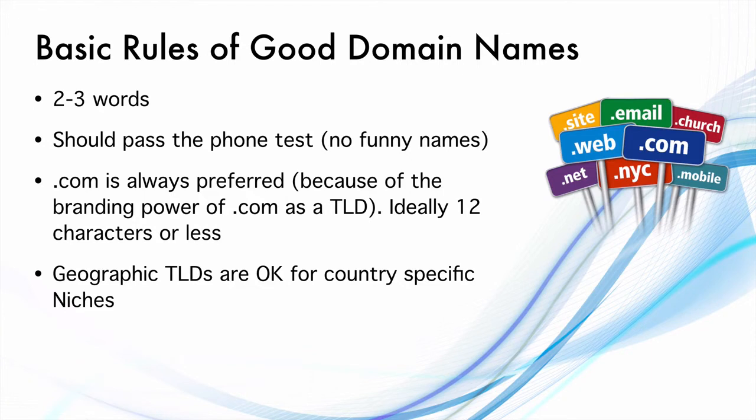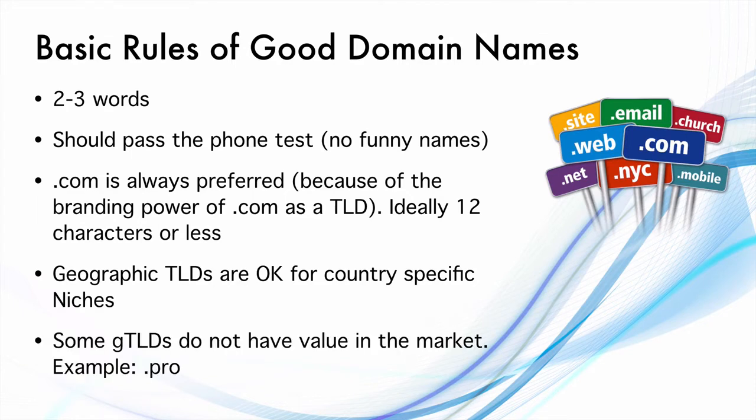Most of the very big websites in India usually have a .com version also, even if they have built the website on .in. You have to be a bit careful when you are having geographical TLDs. So TLDs basically means top level domain name, which is basically the extension that comes after the dot. So .net is a TLD, .com is a TLD, .site is a TLD, and things like that. So some GTLDs do not have value in the market. For example, there is a domain extension called .pro, but there is not enough value in the market for .pro.